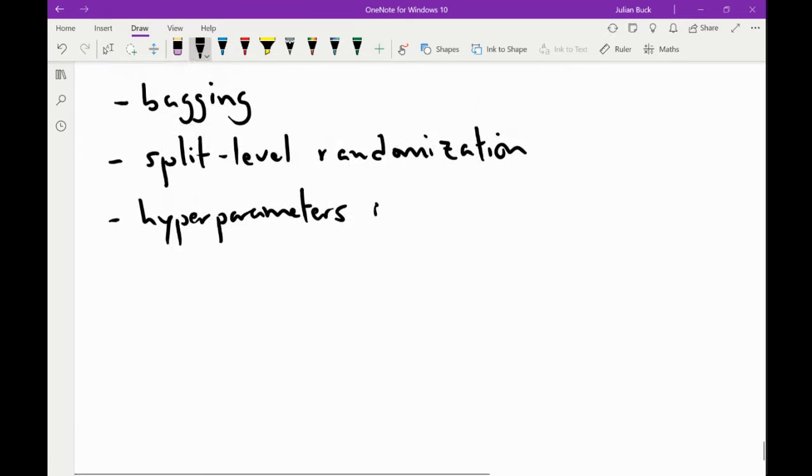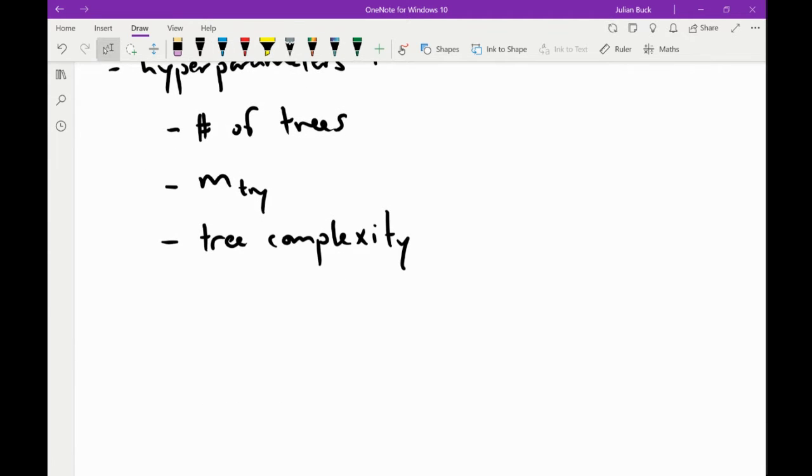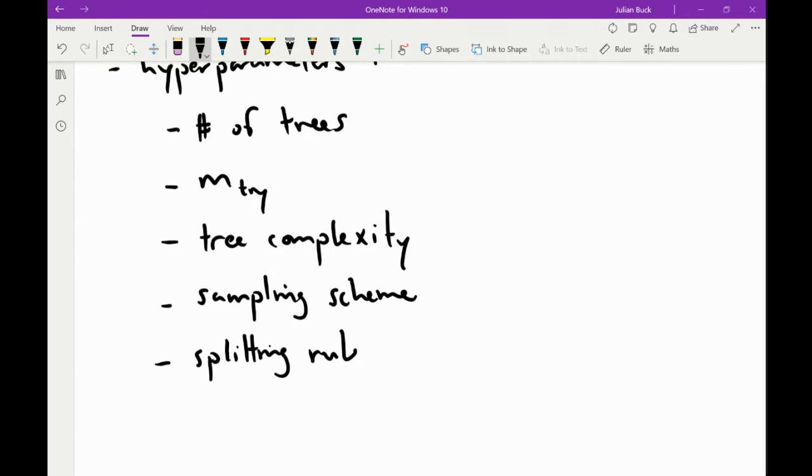So remember, what are the hyperparameters for random forests? Number of trees. mtry, which controls the split level randomization, so how many features are we selecting? Tree complexity, so depth and minimum node size and so on, the different ways we can determine how deep to grow the trees. The sampling scheme, if we want to change from the standard bagging approach, bootstrapping. And then the splitting rule, which as we discussed, can often be used to speed up the algorithm.